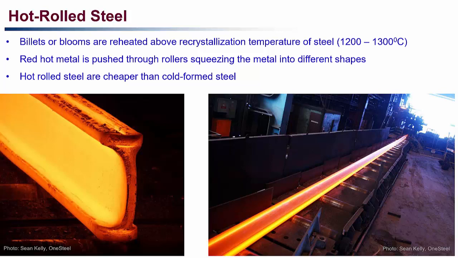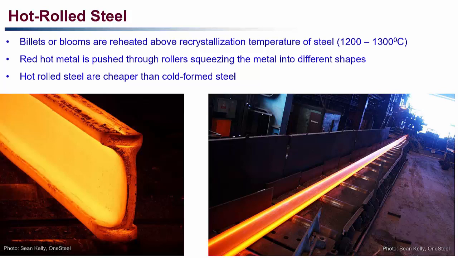In the hot rolling process, billets or blooms are reheated above the recrystallization temperature of steel, which is around 1200 to 1300 degrees centigrade. The red hot metal is then pushed through the rollers that squeeze the metal into desired shapes. It can be I sections or channel sections. It depends on the profile of the rollers.